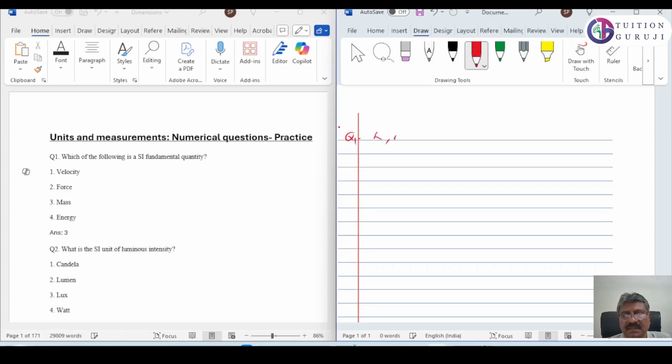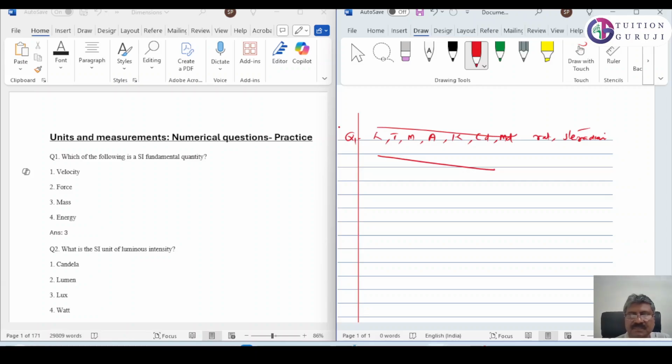What are they? Length, time, mass, ampere, Kelvin, candela, mole. Then 2 supplementary quantities also there, not derived, supplementary: radian for plane angle, and steradian for solid angle. So these are the 7 fundamental quantities.